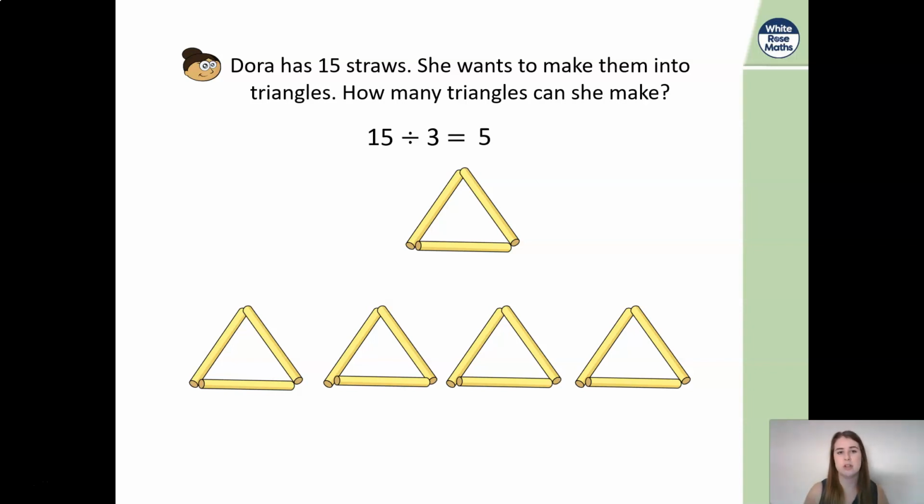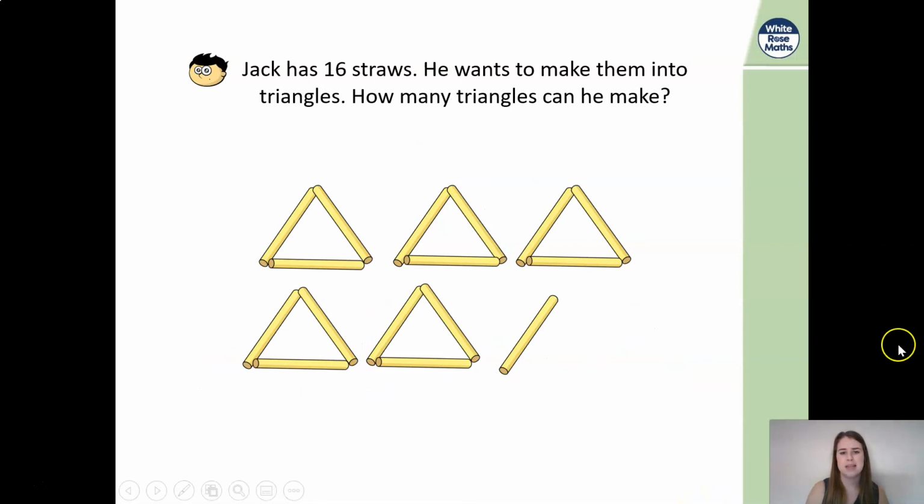Now our next character is going to have 16 straws. So he's also going to have 1, 2, 3, 4, 5 lots of 3, but plus an extra one. So we know that Jack's got to have those 5 triangles because Dora had those 5 triangles because she had 15 straws. But he also has that extra one left over. So how many triangles now can Jack make? Okay, well, he now can't make any additional triangles. So if we divided it, 16 divided by 3, he also has 5 triangles, but he has the extra one left over. So he now has 5 remainder 1.